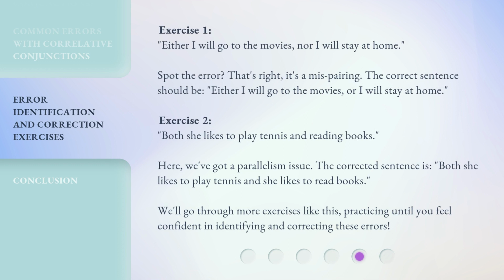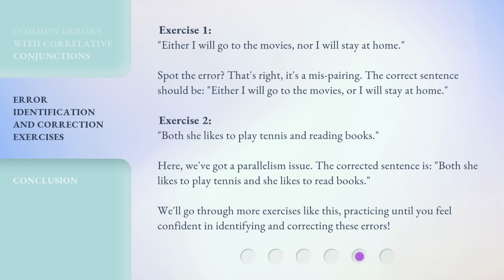Exercise 1. Either I will go to the movies, nor I will stay at home. Spot the error? That's right, it's a mispairing. The correct sentence should be, either I will go to the movies, or I will stay at home.